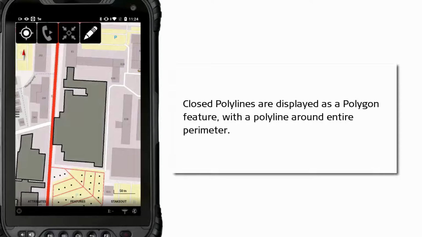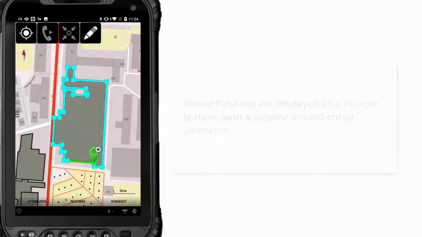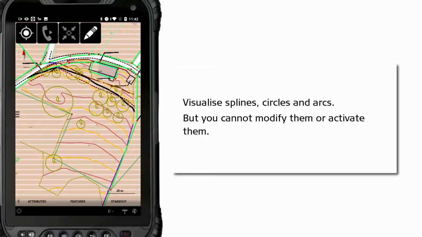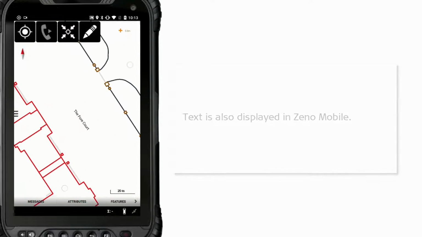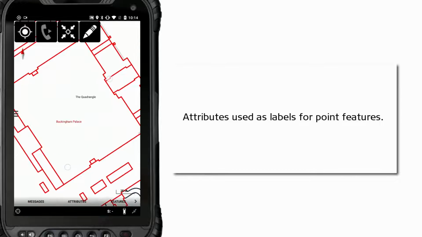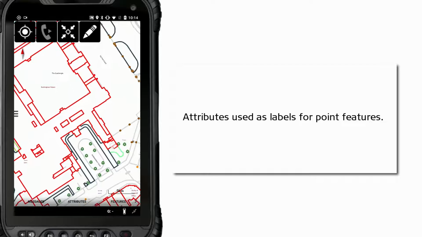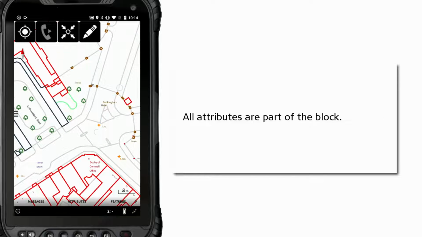In Zeno Mobile, all closed polylines are displayed as polygon features with a separate polyline feature running around the entire perimeter of the polygon. You can visualize splines, circles and arcs, but you cannot modify them or activate them. However, you can edit the symbology of these features. Text is also displayed in Zeno Mobile, although it's not possible to modify it. For point layers, attributes can be used as labels. These will be stored as text when doing a CAD export. In addition, all attributes will be part of the block, so you can activate them as text later or in AutoCAD.